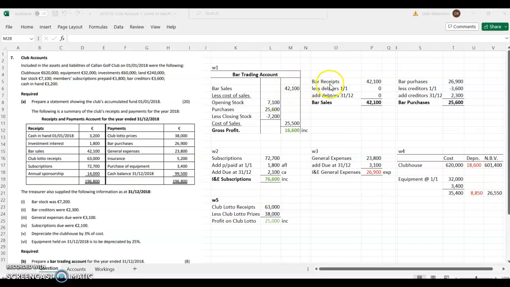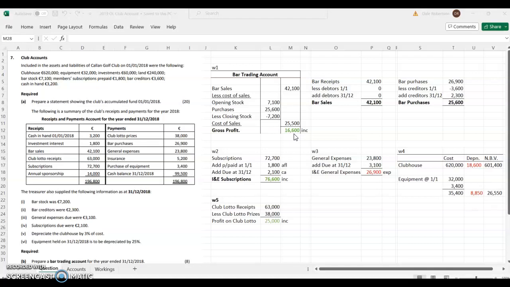So we put in our bar sales. Now in a higher level question, you might have debtors which you need to adjust. You would need to take away debtors at the start and add them on at the end to get your adjusted bar sales number. That's it there. Then you put in your opening stock and you put in your purchases. Now purchases do need to be adjusted. We take the 26,900 from here. But we need to subtract creditors at the start because they're obviously for last year's purchases. And we need to add on creditors at the end to get 25,600, that number there. Then we have closing stock, the stock at the end of the year. And then we take away our cost of sales to get our income, which is the bar profit. These green numbers are incomes.